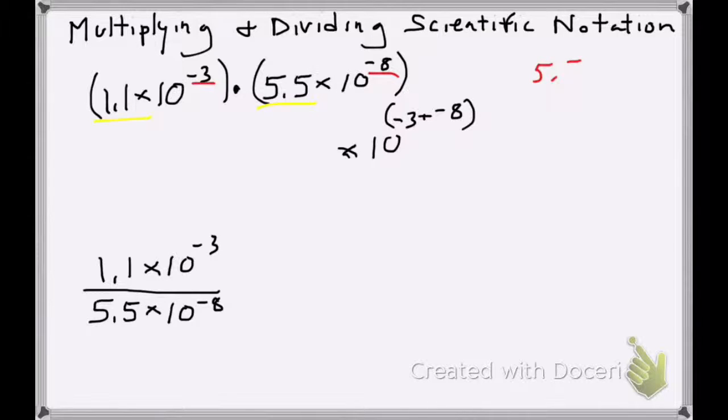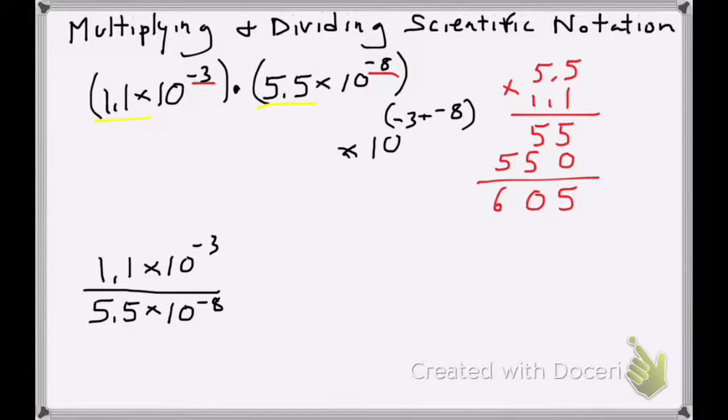So if we have 5.5 multiplied by 1.1, this will come out to be 6.05. Decimal place there. So we can write the answer as 6.05 times 10 to the -3 plus -8. But like addition and subtraction, we cannot leave this as our final answer. We have to look at our original numbers. In this case, 1.1 and 5.5 both have two significant figures.